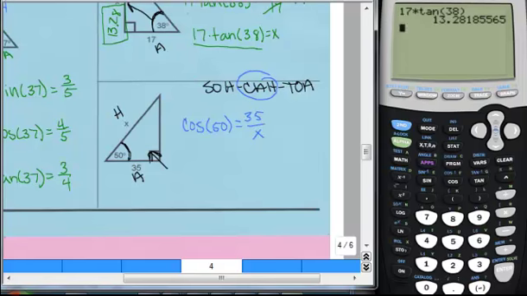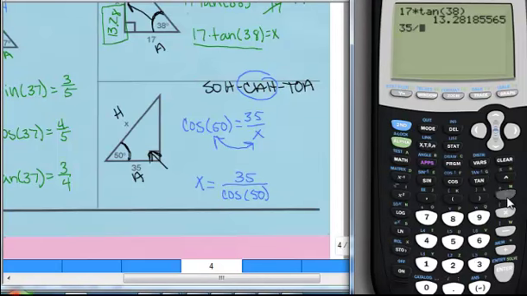And anytime that you have x in the denominator, all you have to do is flip these. So the x will go where the cosine is, and the cosine will now go where x is. So they just flip-flop. And then you put this into your calculator. So 35 divided by the cosine of 50. So our hypotenuse for this triangle is 54.45.